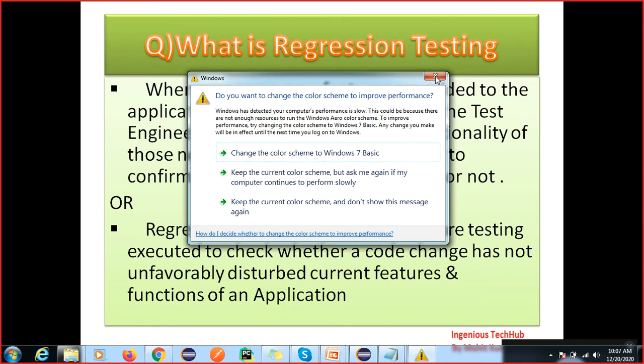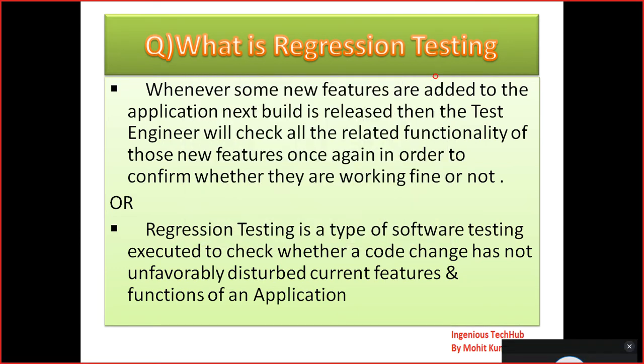So we are able to log in by the mobile number as well. That should not impact another functionality, that is called your regression testing. Whenever some new features are added to the application in the next build release, the test engineer will check all the related functionality of those new features once again in order to confirm whether they are working fine or not.